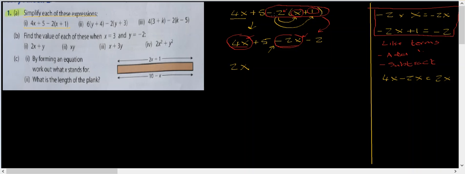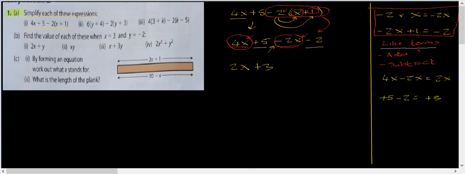The next part, what we want to do is we want to take our, so what are the other like terms? So if we look at this here, we have plus 5 and we have minus 2. So these are like terms as well. Why are they like terms? Because they're both integers and we can add and subtract these from each other. Okay, they're like terms, so we can add and subtract them from each other. So let's do that. So plus 5 minus 2 is going to be equal to plus 3. So that'll be plus 3.